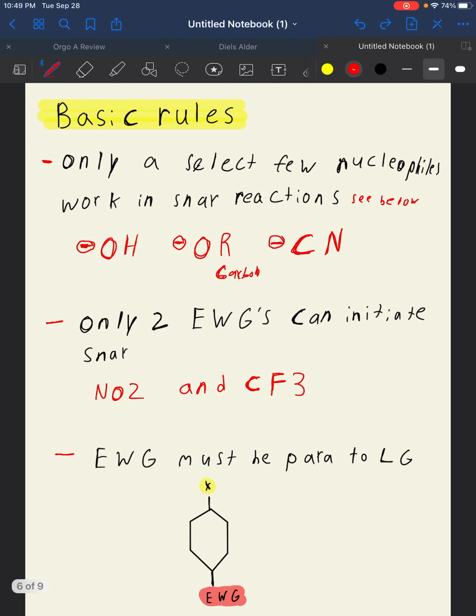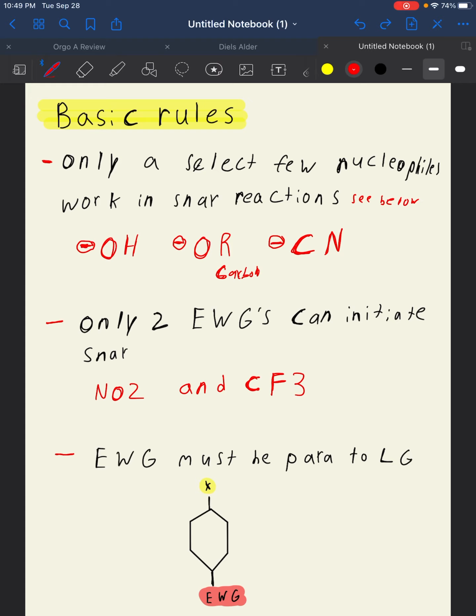So now let's look at some basic rules regarding SNAr reactions. There's only a select few nucleophiles that work in an SNAr reaction, and those are negative OH, negative OR, and negative CN. And the R is just a carbon chain. I wanted to point that out. You're not going to see an R on an exam. You're going to see O-Meth, O-Et, something like that.